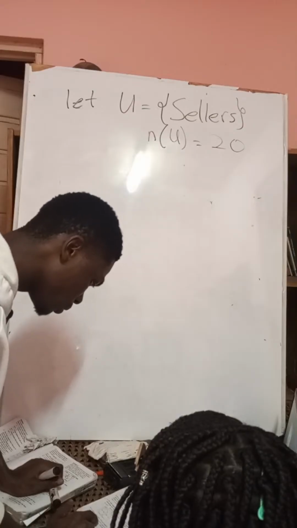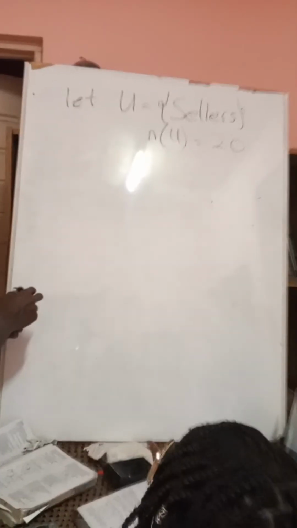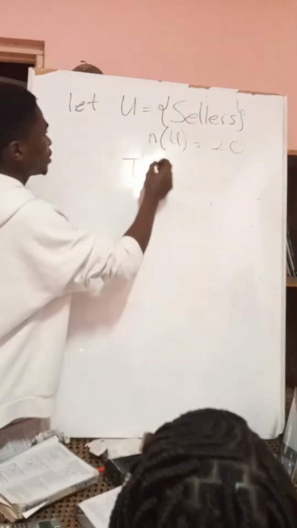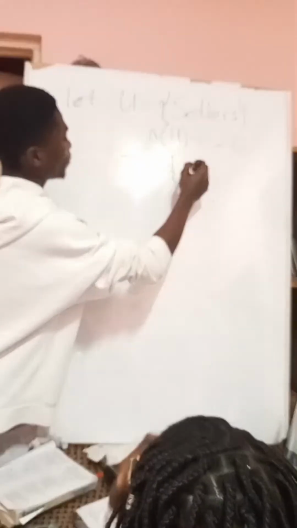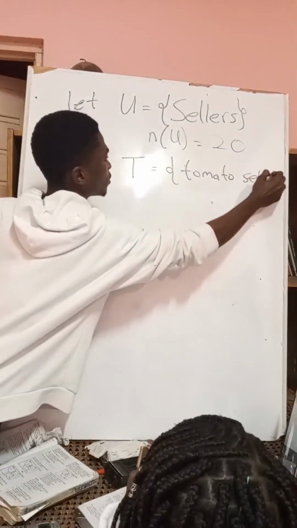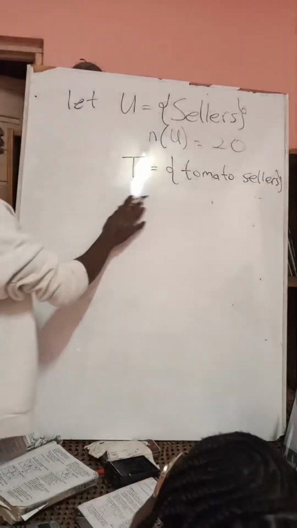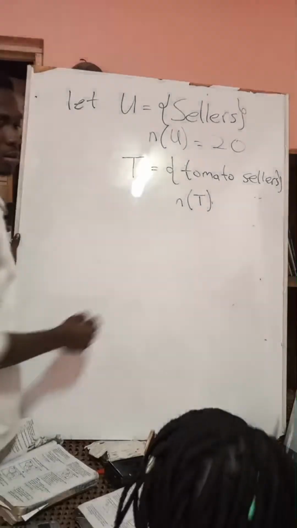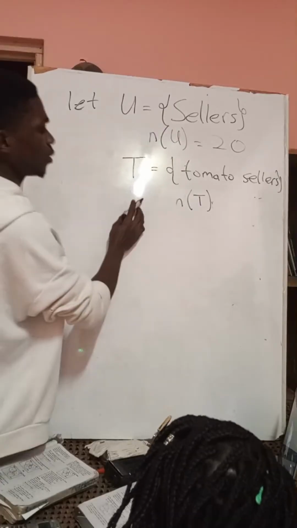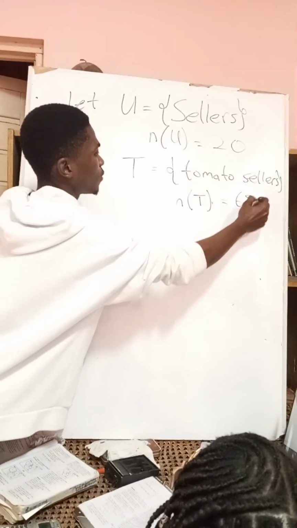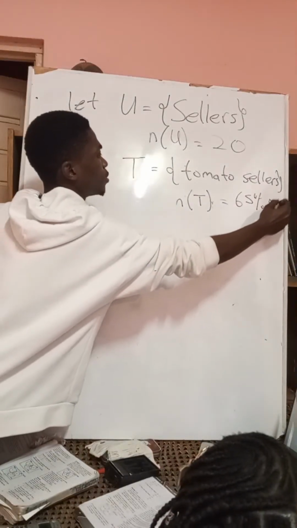When you come to tomato, use T to represent it, because T is for tomato. So let T be equal to tomato sellers. Is that understandable? Tomato sellers. So here it's going to be the number of T. So 65% of the what? Of the original. So you can just go straight to the point. 65% of what? 20.